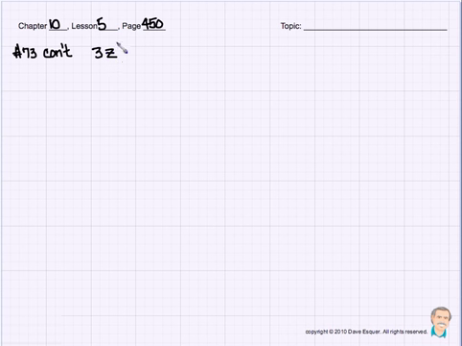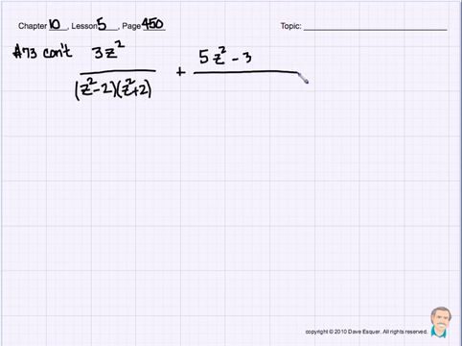So our problem now looks like 3z squared divided by z squared minus 2 times z squared plus 2, plus 5z squared minus 3 divided by z squared plus 2 and 2z squared minus 3. And these we got from the previous page. We factored out the denominators.